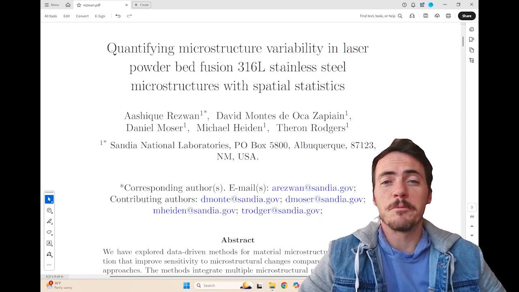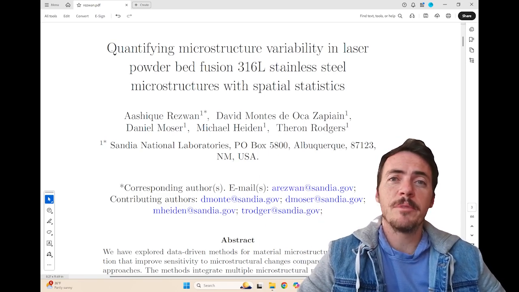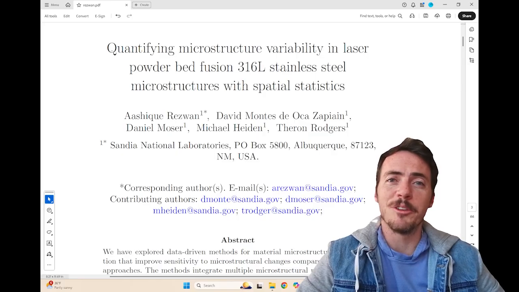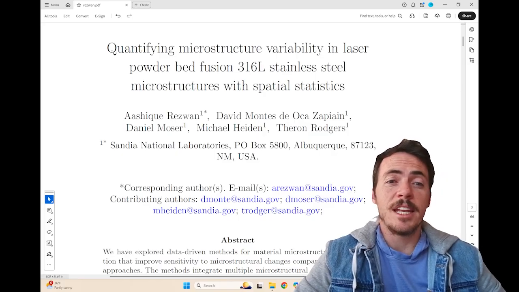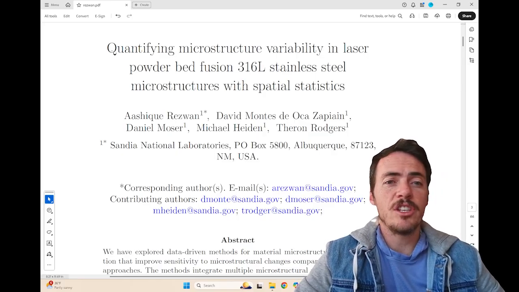Everyone, my name is Taylor Sparks. I'm the editor-in-chief of Integrating Materials in Manufacturing Innovation, and we've got a new paper to talk about. It comes to us from Sandia National Laboratories. The lead author is Aashique Rezwan.